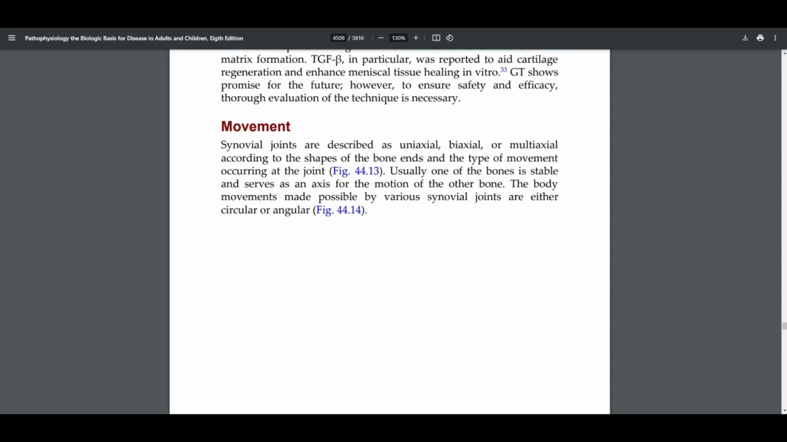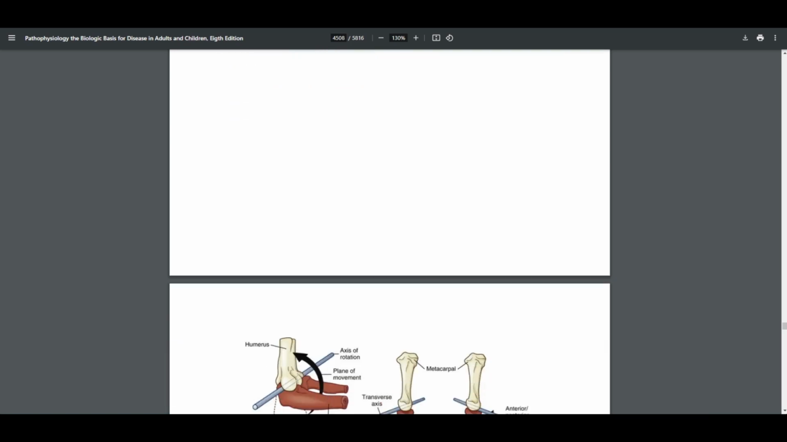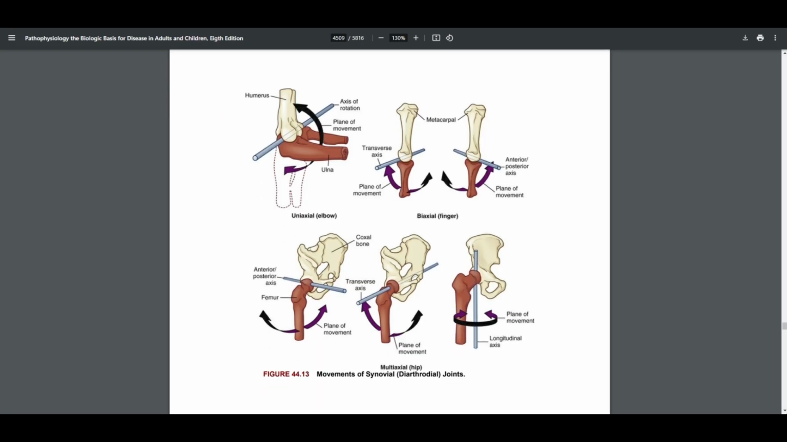Your movement. Synovial joints are described as uniaxial, biaxial, and multiaxial according to the shapes of the bone ends and the types of movement occurring at the joint. Usually, one of the bones is stable and serves as an axis for the motion of the bone. The body movements made possible by various synovial joints are either circular or angular. So here we're taking a look at your uniaxial and biaxial movements of synovial joints, and your multiaxial.